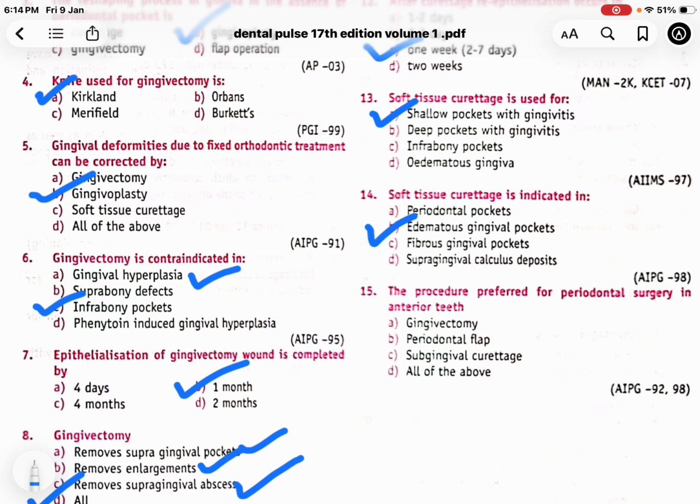Question number 15, the procedure preferred for periodontal surgery in anterior tooth, it's periodontal flap. If they talk about anterior tooth, which is preferred first, it's periodontal flap. Means if you plan surgery and start it, the first thing we do is periodontal flap surgery.